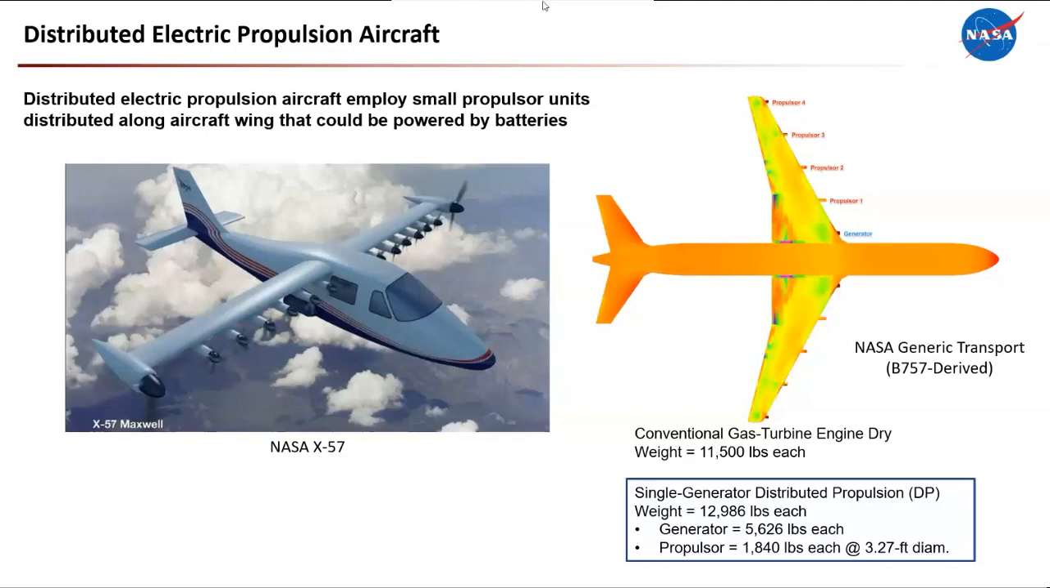And then let's say we have eight of these propulsors, or four per wing, so that's 8,000 pounds plus another 5,000 pounds for a turbo generator. It may come up to about 13,000 pounds. So it's maybe a little bit heavier than the gas turbine engine, but at least it would be cleaner because now there's less fossil fuel burn, right? Okay, next please.